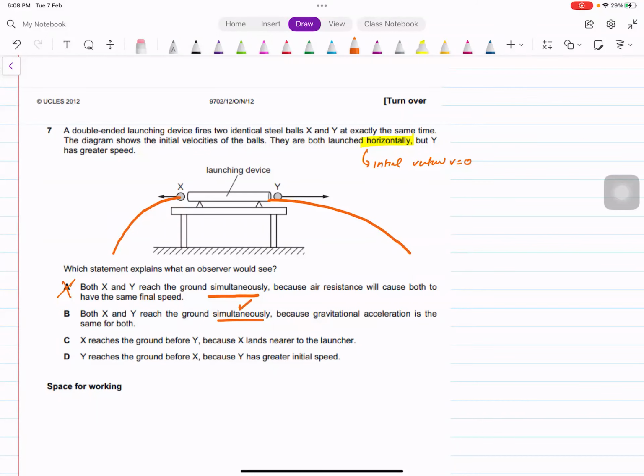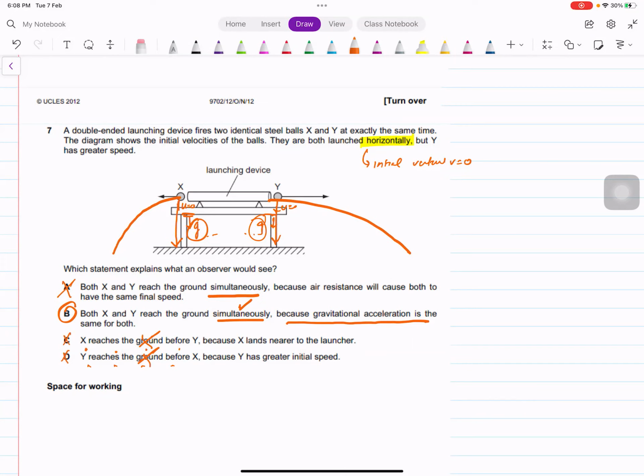That is 100% correct, because if the initial vertical velocity is 0, the only thing that is going to accelerate them downwards is g, and both of them have the same acceleration due to gravity. That would take them the same time to reach the ground, right? Because it is independent of the horizontal velocity. Because the gravitational acceleration is the same, this should be the answer. X reaches the ground before Y. That is absolutely wrong, because g is the same for both. They have the same initial vertical velocity, so they will take the same amount of time to reach the ground. And Y reaches the ground first. This is also wrong. Is that clear, everyone?